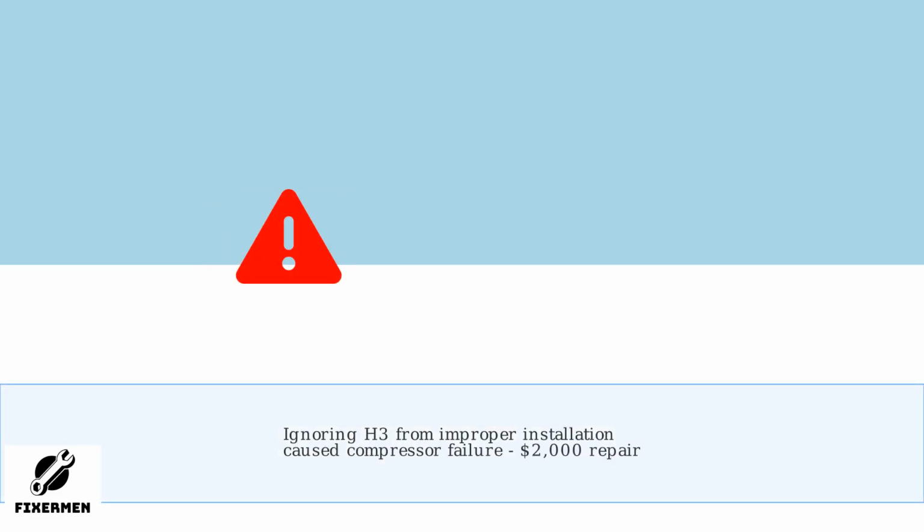However, ignoring an H3 error can lead to serious consequences. In Florida, a homeowner with a Lennox heat pump had improper installation, causing low refrigerant levels. Ignoring the H3 warnings resulted in compressor failure, costing $2,000 in repairs. This case underscores the critical importance of proper setup and prompt attention to H3 codes.